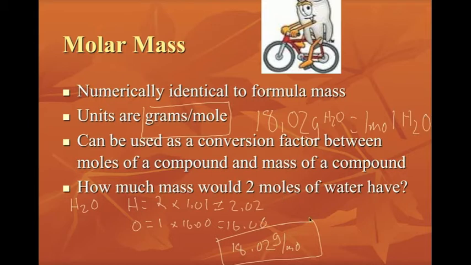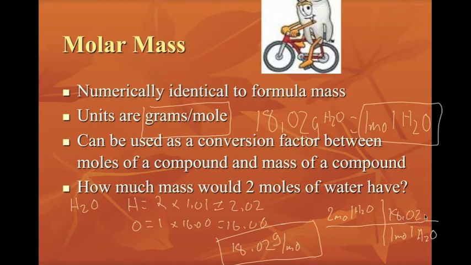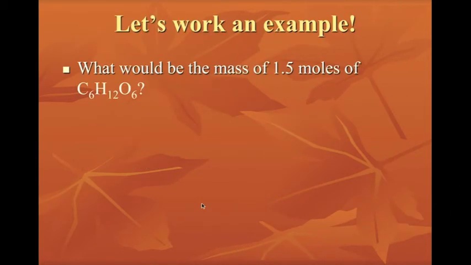So to work this out, all we have to do is we have 2 moles of H2O, and we know that we set up our boxes to do conversion factors. And since moles is on the top, we'll go ahead and put moles on the bottom from our conversion factor. 1 mole of H2O. And then we have 18.02 on the top, because we got to put the other side on the top. And multiply that out, and we should get an answer of 36.04 grams. Now, let's go ahead and work some more examples.